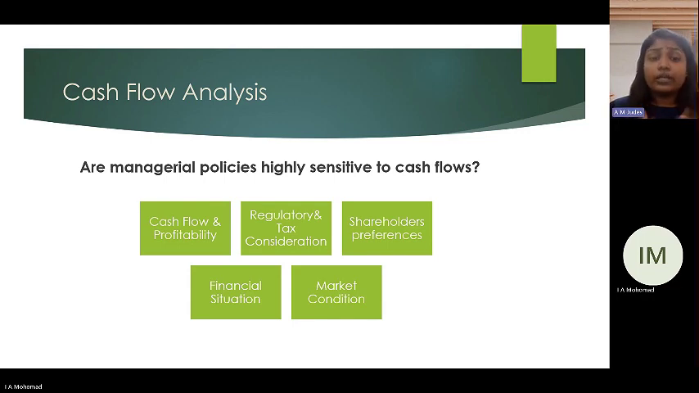And when we talk about which managerial policies are highly sensitive to cash flow, cash flows are a critical factor in determining the sensitivity of managerial policies within the company. Effective working capital management involves managing current assets and liabilities to maintain sufficient cash flow for daily operations. Capital expenditure decisions, dividend policy, debt management, and financial planning are all influenced by cash flows. However, not all policies are highly sensitive to cash flows, as some decisions may be more focused on long-term strategic objectives, market positioning, or customer satisfaction. Effective management requires a balance between optimizing cash flows and pursuing long-term strategic goals.